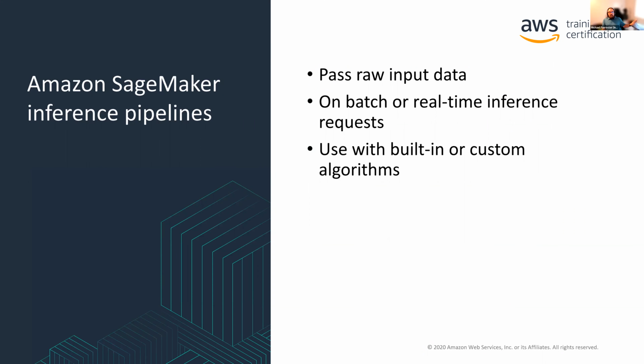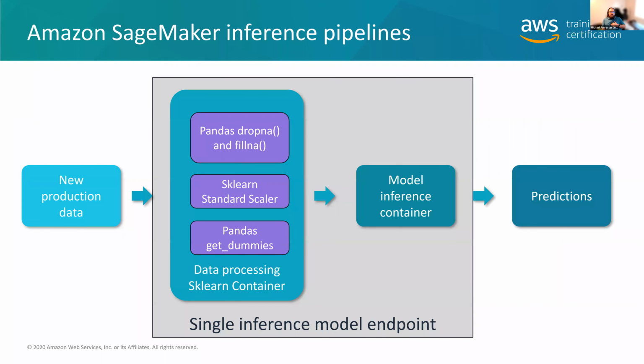Okay. So that was all about inferencing. They will ask you at least one question about inference pipelines, in terms of someone wanting to come up with a custom way to accept raw input and pre-process it in production. How would you accomplish that?